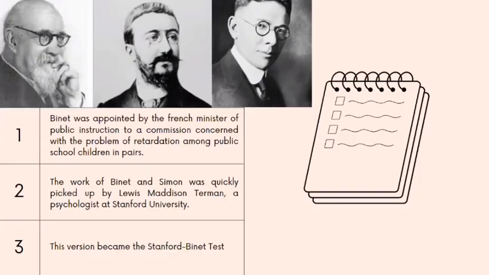Binet was appointed by the French Minister of Public Instruction to a commission concerned with the problem of retardation among public school children in Paris. The work of Binet and Simon was quickly picked up by Lewis Terman, a psychologist at Stanford University. This version became the Stanford-Binet test.